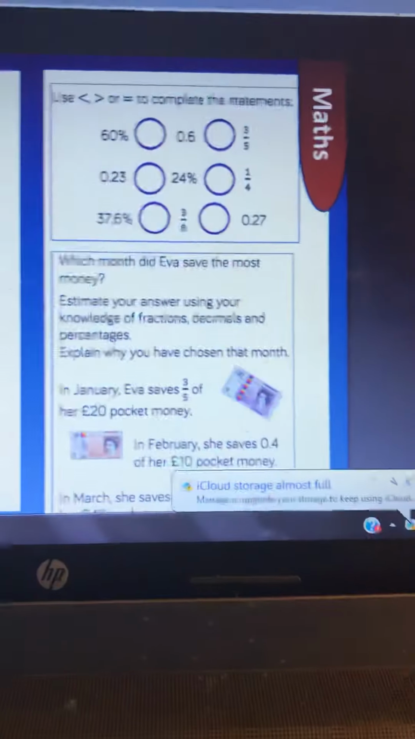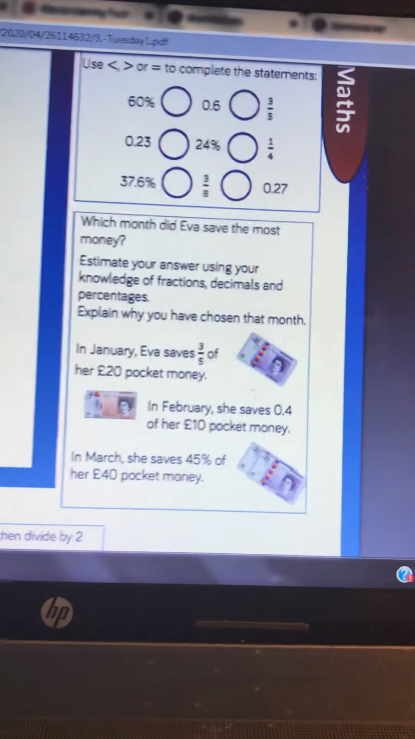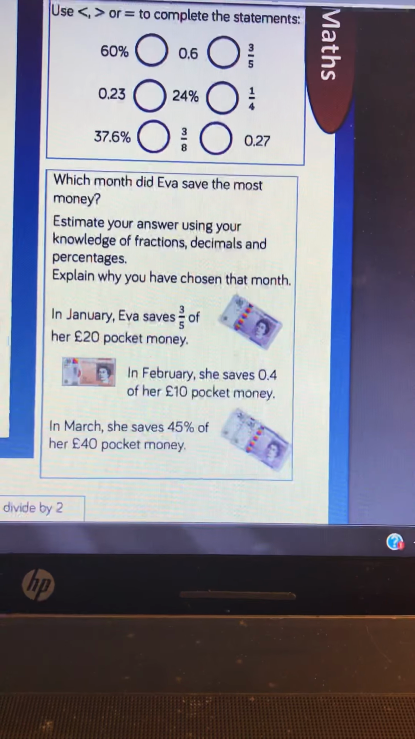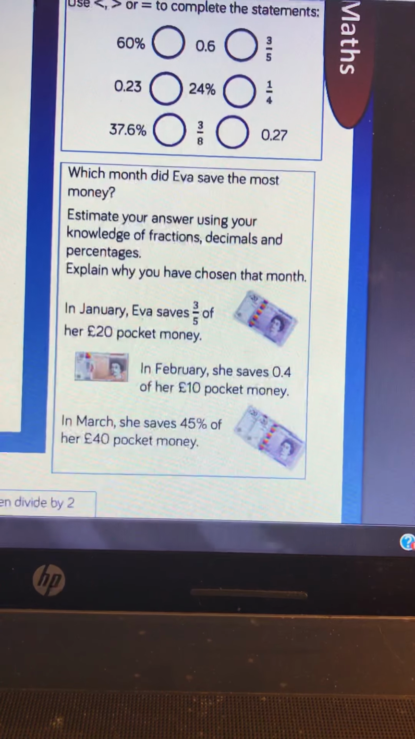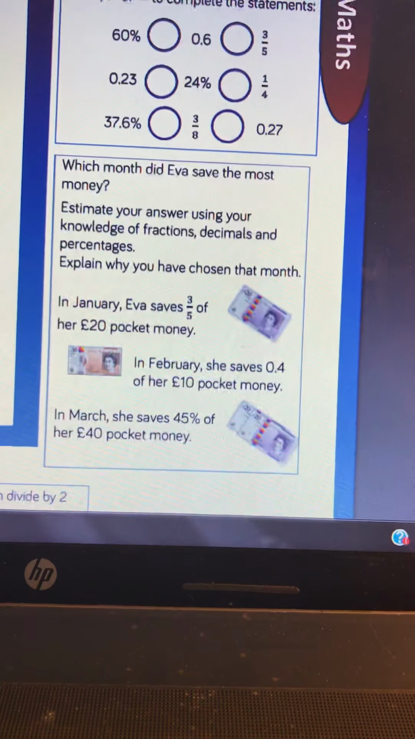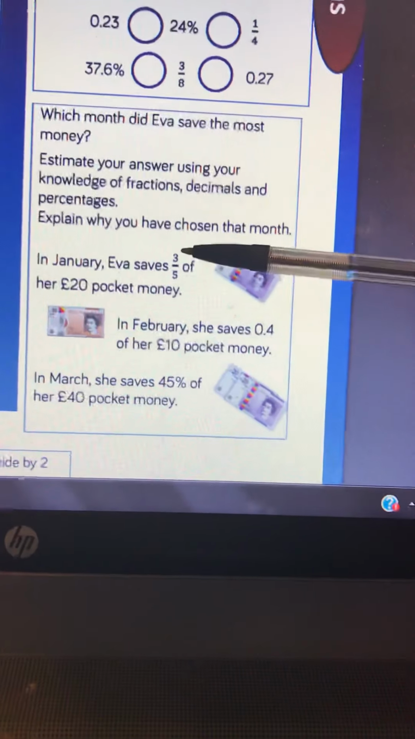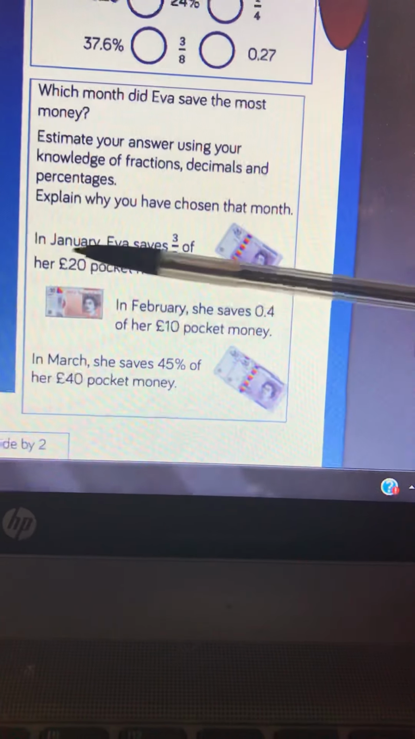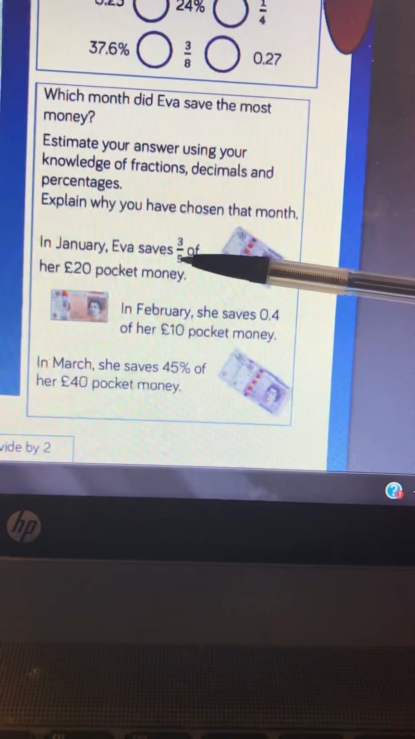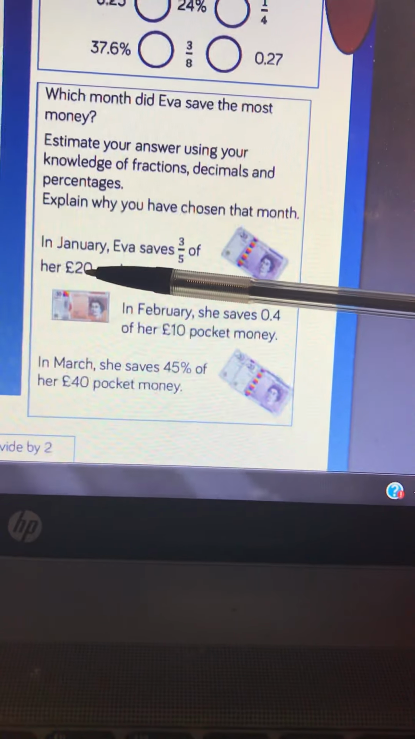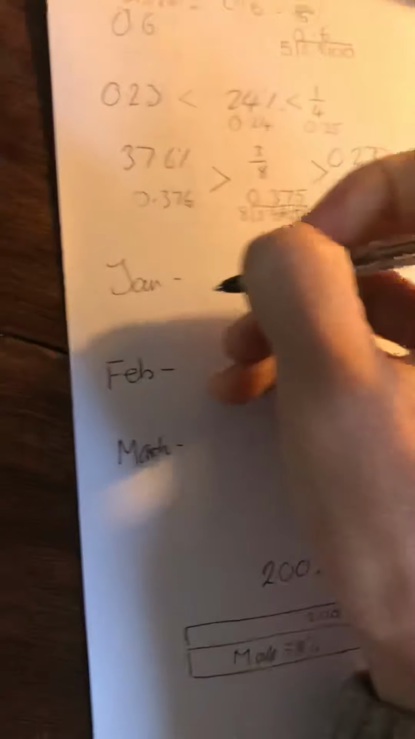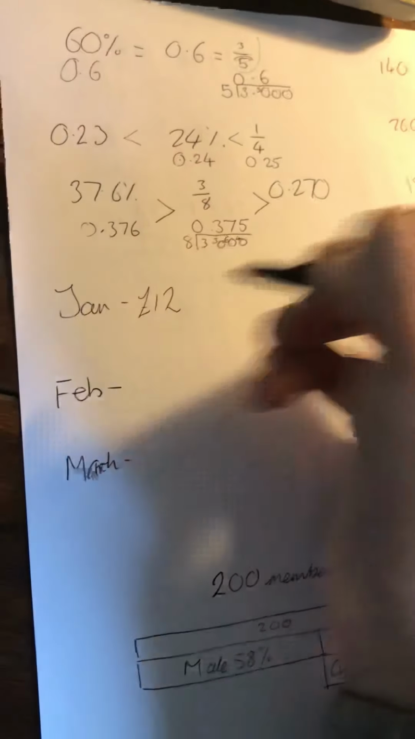Next up, we're looking at Eva, who is saving money. We've got to estimate our answers using knowledge of fractions, decimals and percentages and explain why you've chosen the month that she saved the most money. Well, first off, I know, just well from up here as well, that 60%, 3/5 of £20, I can work that out mentally. I'm going to divide it by 5. 20 divided by 5 is 4. 4 times 3 is 12. So I'm going to make a note of that. I don't need to estimate it. I've got an accurate answer.